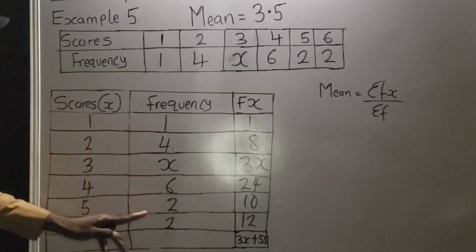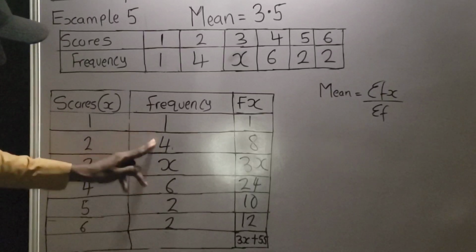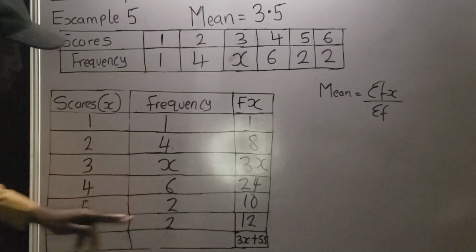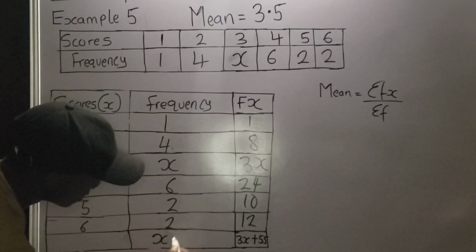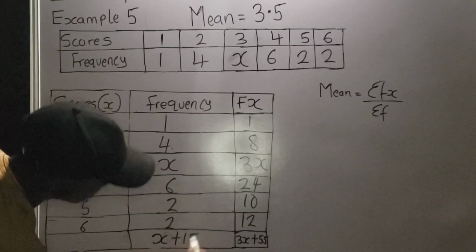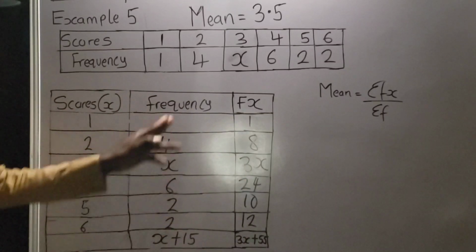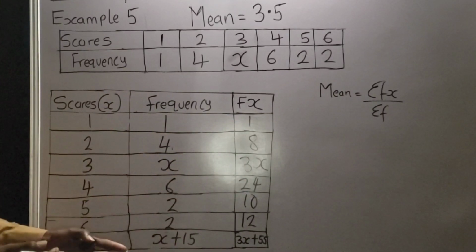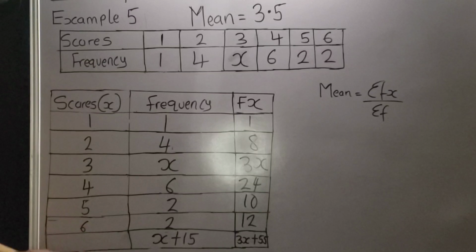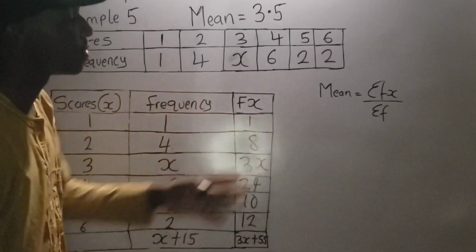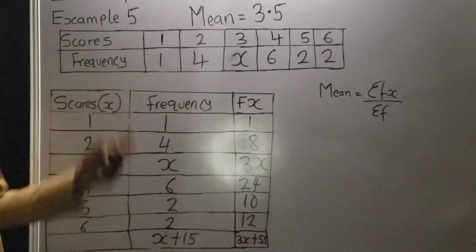So let us take the value of this column also. 1 plus 4 plus x plus 6 plus 2 plus 2. That will be what? x plus 15. You understand? So summation fx is what? 3x plus 55. While summation f is what? x plus 15. Now I can proceed to use the formula of mean to calculate the value of x.